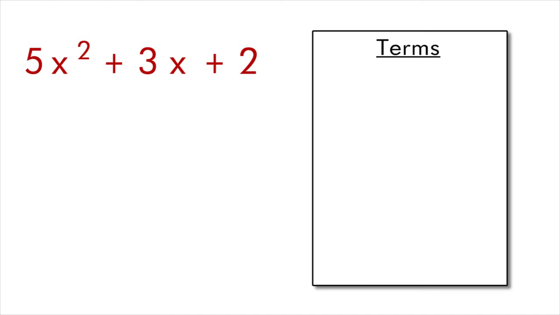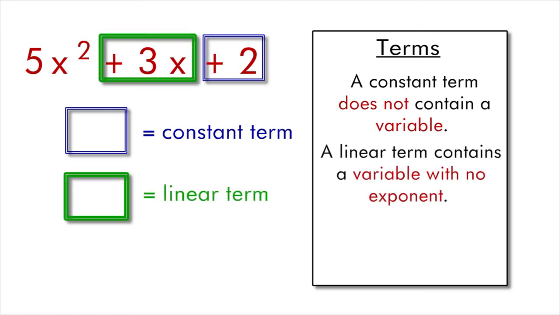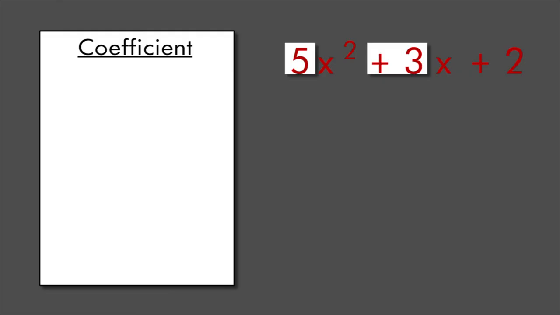We can also classify terms by the variable that they contain. A term that contains no variable at all is described as a constant term. Constant meaning unchanging. If the term has a variable, but the variable has no exponent, we describe the term as being linear. And if the term has a variable that does have an exponent, we would describe that term as nonlinear.